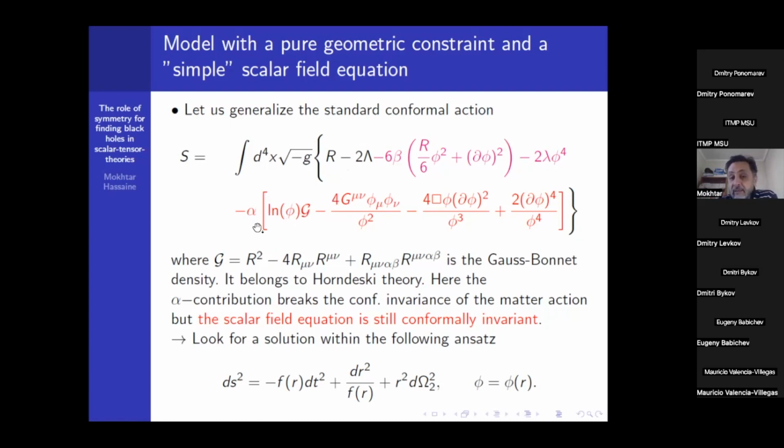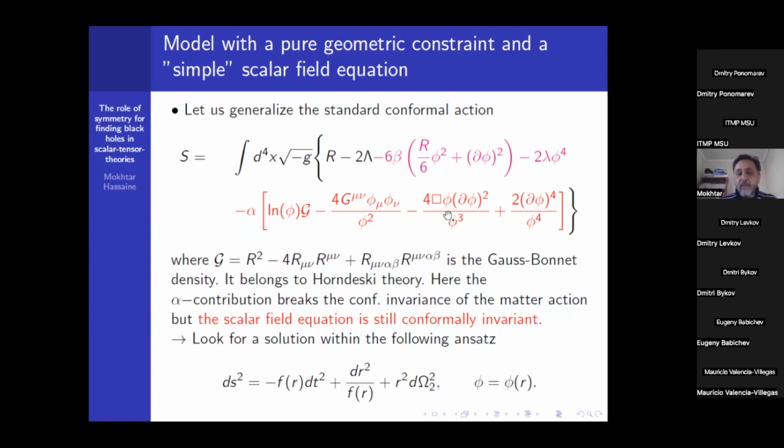This theory belongs to the Horndeski theory, so you can specify explicitly. I'm not going to do it, but you can specify what are the coupling functions that I presented at the very beginning of my presentation. And what you can see is that the alpha contribution, this piece, explicitly breaks the conformal invariance of this magenta part. I have shown that this magenta part was conformally invariant, but now this piece breaks the conformal invariance.